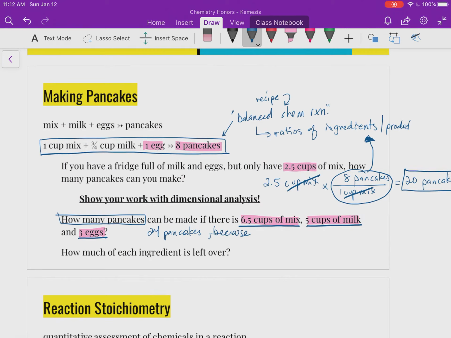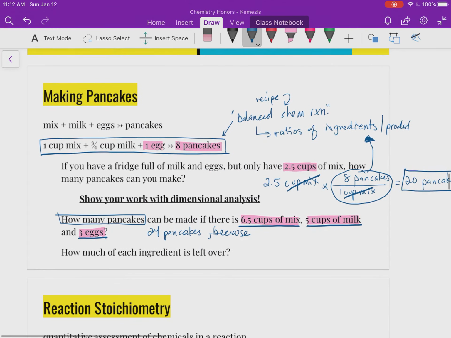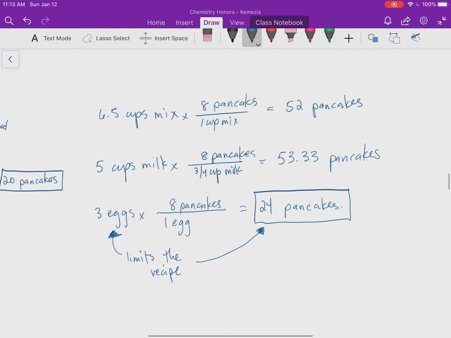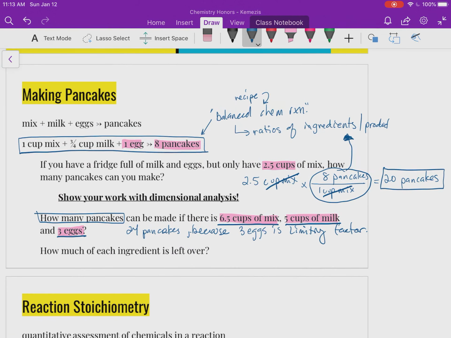because, and you don't have to write this, but I'm writing it out here so I don't have to keep sliding back there. So 24 pancakes because 3 eggs is the limiting factor. I'm going to call it the limiting reactant when we talk about stoichiometry, but it's the thing that holds us back. And along with these types of questions where we have multiple ingredients and we're figuring out how much of the product we can make, there's this secondary question that we can ask, which is how much of each ingredient is left over.